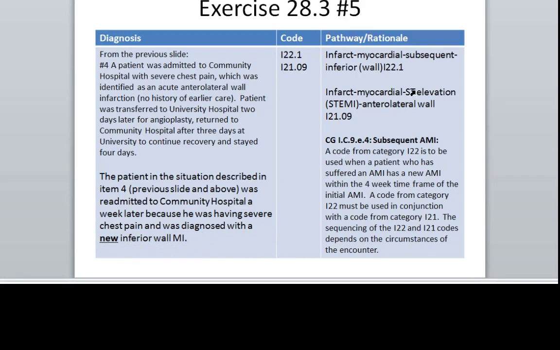So we're going to code the subsequent MI as your principal diagnosis because your care is directed to that. And then the I-21.09 is coded because you're still in that 4-week window. The patient still is in that 4-week window. So you're going to use this one, not an old MI code. And here is the guideline for the subsequent acute MI.